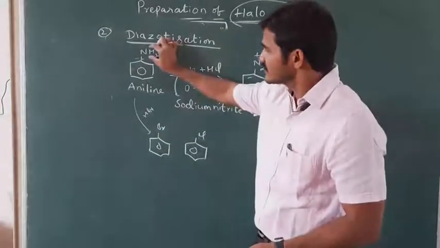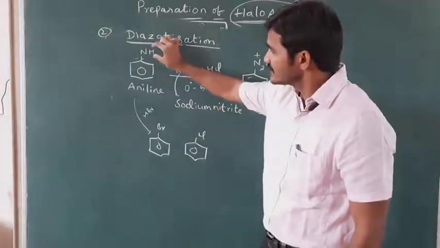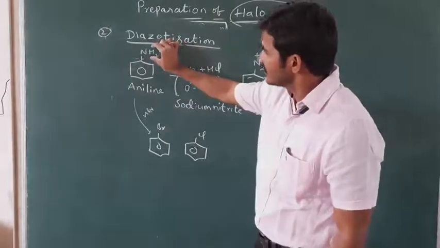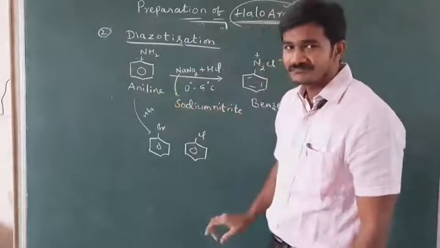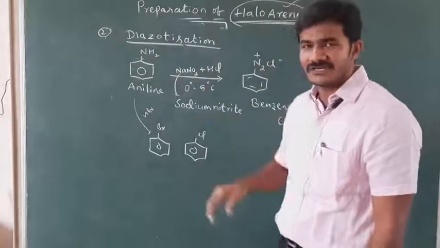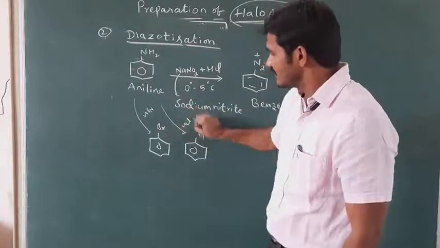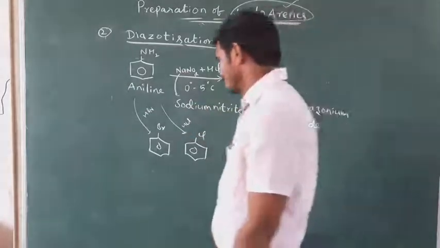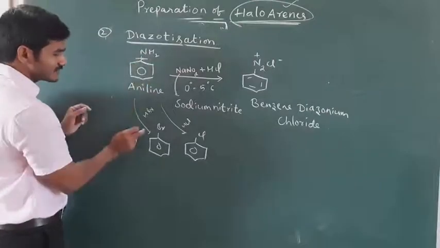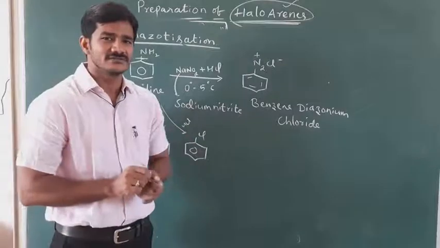What we need is for NH2 to be replaced with Br, or NH2 to be replaced with Cl. Can we directly substitute the NH2 group with Br, or with Cl, by adding a suitable reagent like HCl here? No, we cannot. We cannot break this bond, and we cannot directly substitute bromine and chlorine, so we cannot directly prepare the halogen compounds.